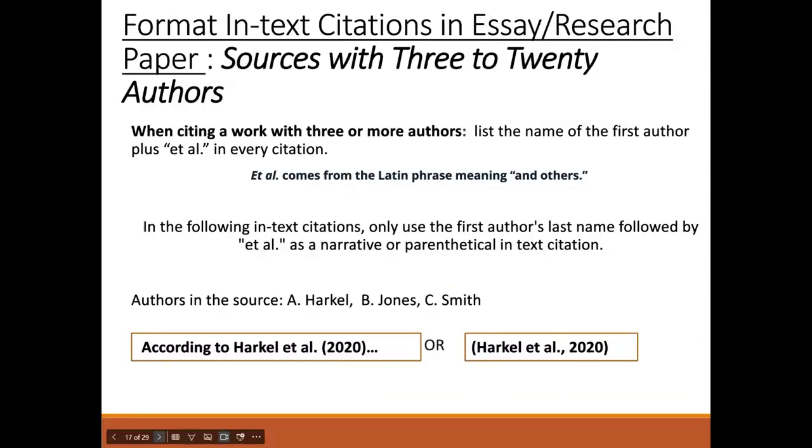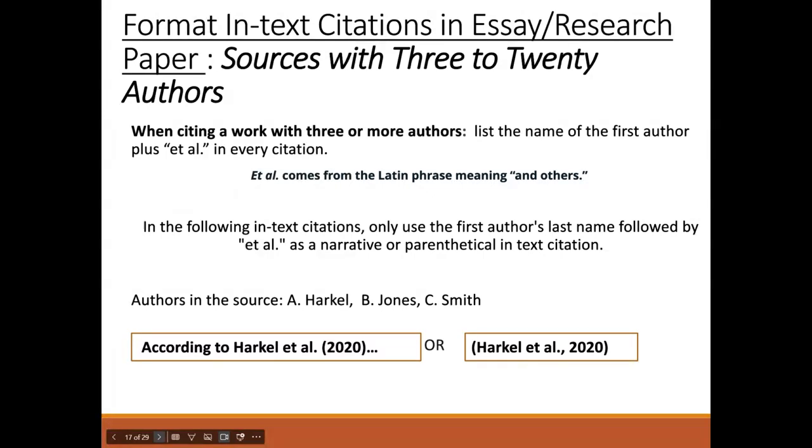So when citing a work that has 3 or more authors, list the last name of the first author plus et al. in every citation. Et al. in Latin means "and others." So we're just going to mention the first author that is mentioned in the source. However the authors are written on the source, you keep that order. You don't put those authors in alphabetical order; you keep the order as you see the authors on the article or wherever you got the information from.